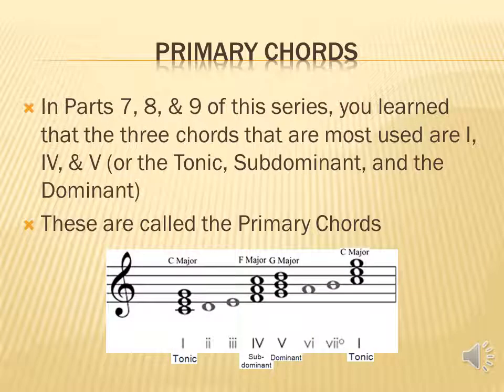Primary chords. In parts 7, 8, and 9 of this series, you learned that the three chords that are most used are 1, 4, and 5, or the tonic, subdominant, and the dominant. These are called the primary chords, and they sound like this.